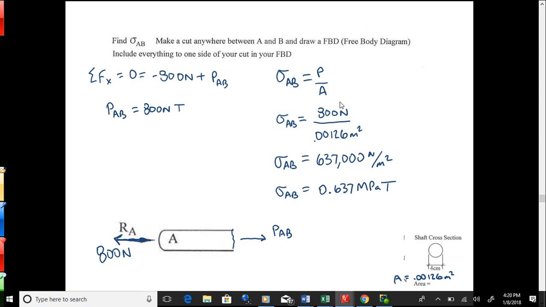So I'll take the load, and I'll divide it by the area. I'll get 637,000 newtons per meter squared, which is 0.637 megapascals tension. Y'all doing okay with that?